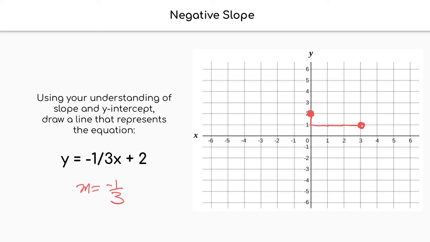Now, I could have also done this. I could have gone a positive move first, and then a negative move. So I could have gone up 1, and then to the left, 1, 2, 3, and draw my point. Either way, it's going to give me the correct answer. I can either go down and to the right, or up and to the left. One negative move, one positive move, or a positive move followed by a negative move. The last thing I want to do is graph my line.